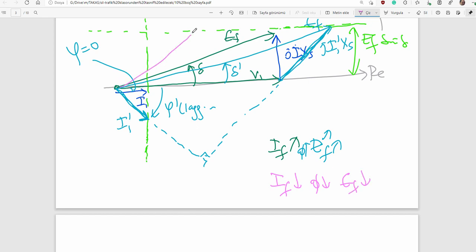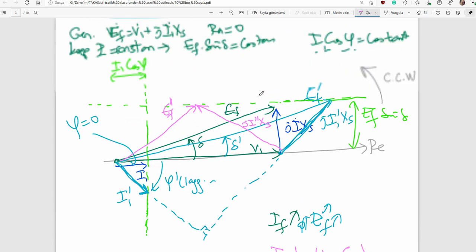Okay, here is the under excitation. EF double prime. There is a vector completing the circuit, which is j I double prime XS, and then there is a new current vector lagging 90 degrees. Those are perpendicular. And current vector must be on this asymptotic line. So here is I1 double prime. Here is phi double prime.